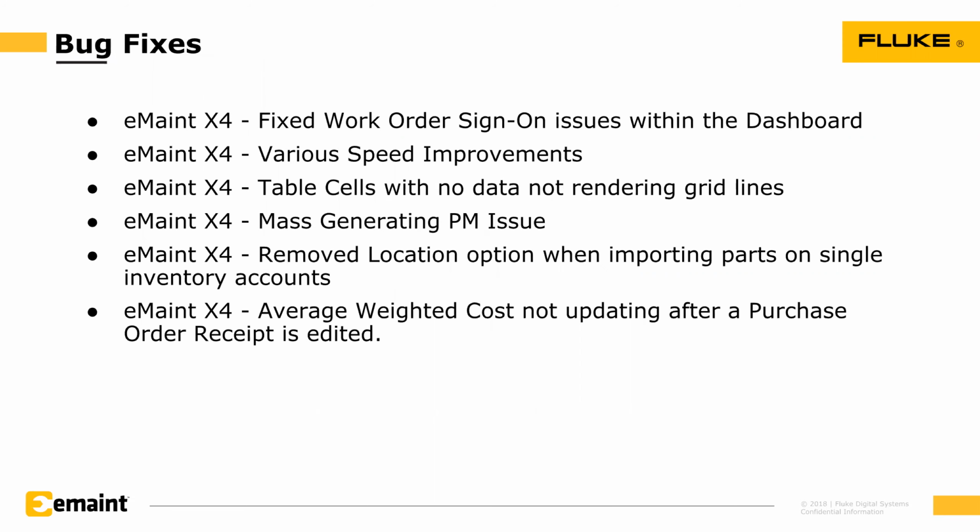This is a list of the bug fixes that we've added in this version release. There was an issue when trying to sign on to work orders from the dashboard that has now been corrected. There's been a few various speed performance improvements that have been made to X4 to make the system a little bit quicker. Whenever you're exporting data into an Excel file, sometimes the table cells were not rendering the grid lines properly, and that has now been corrected. There was an issue at times with mass generating PMs manually, and that has now been corrected.